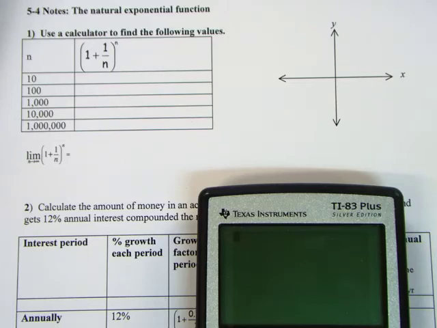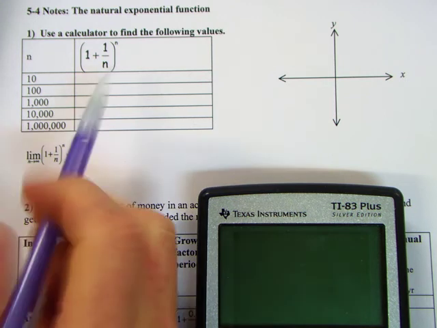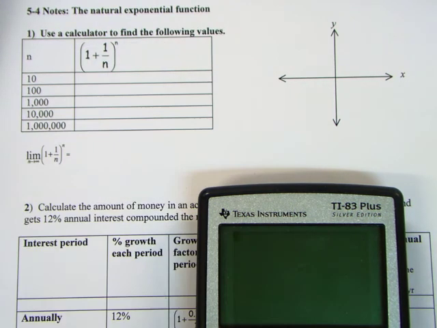All right, the natural exponential function. We're going to use your calculator for this lesson. What I strongly encourage you is to not just copy it off of the video, but to actually go through this stuff yourself. You need to know how to do it, and it's not enough just to watch it. So what I want you to do first is use a calculator to find the following values.